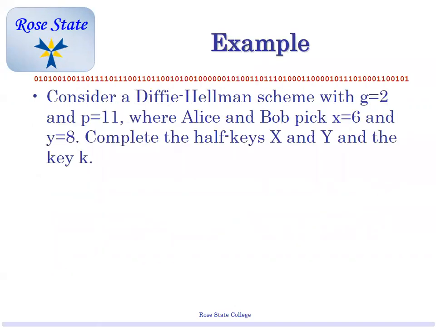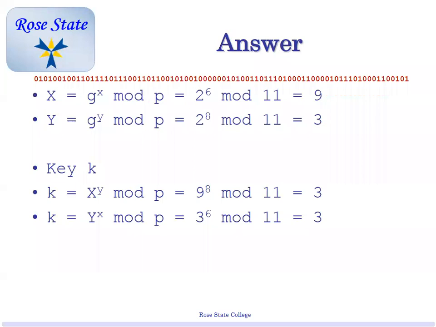Okay, here's another example with smaller numbers this time. Good. So the G and the P, the 2 and the 11, are shared. They both have 2 and 11. Alice has a 6 and Bob has an 8. So Alice does 2 to the 6, mod 11, gets 9. Bob does 2 to the 8, mod 11, gets a 3. So now we know the big X and the big Y. Then we do 9 with the 8 and 3 with the 6, and we end up with the 3. And that's it. There's our key. They match. Those are considered half keys.